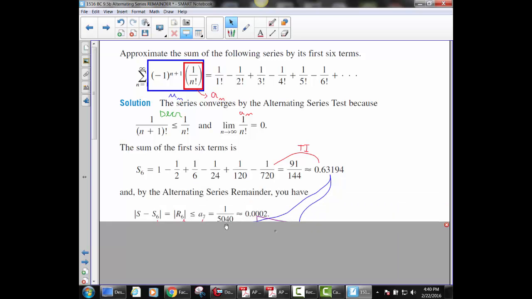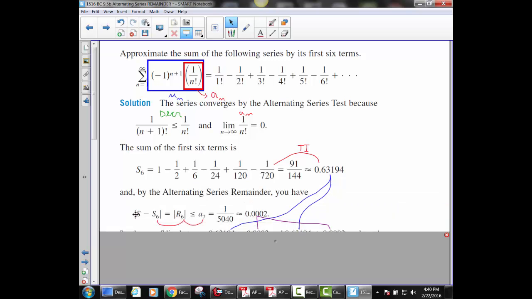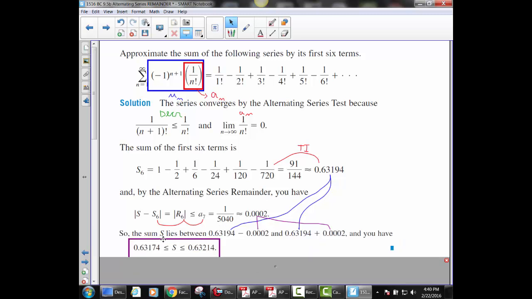By the alternating series remainder, you have that the absolute value of S minus S6, which is what we use, is equal to the absolute value of R6, which is less than or equal to A7. Now, A7, of course, would be 1 over 7 factorial, which is 1 over 5040. That works out to be approximately 0.0002. So the actual sum lies between our approximation, 0.63194, plus or minus this 0.0002. And that works out to be a sum somewhere between these two numbers.